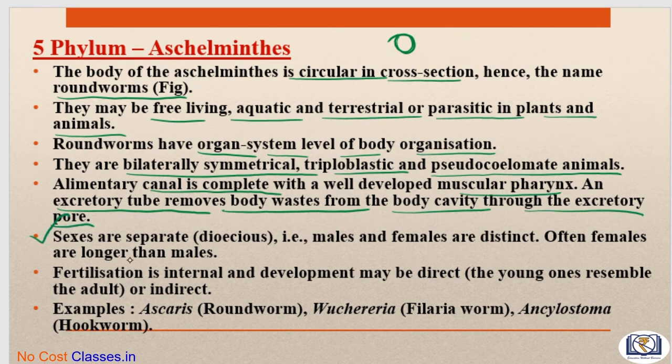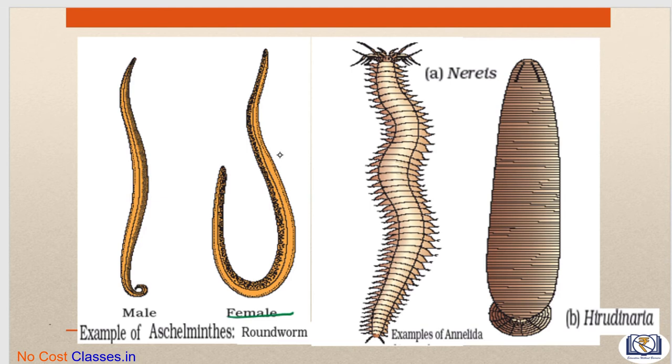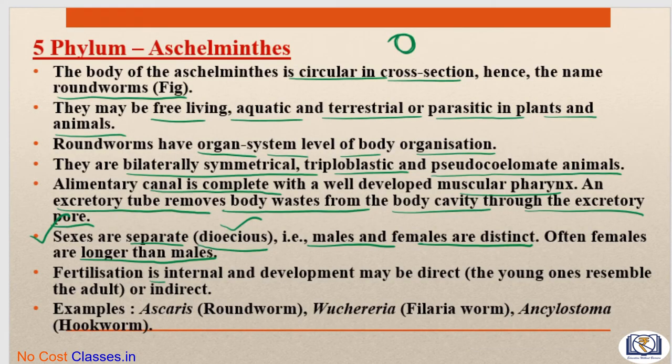Now, in these animals the sexes are separate, and the term we use here is dioecious. Male and female are distinct, different organisms. The females are longer than the males. See, this is the female, it's longer than the male present here. Next, fertilization is internal and development may be direct, where the young one resembles the adult, or indirect. Now, there are a lot of examples, like Ascaris and Wuchereria.